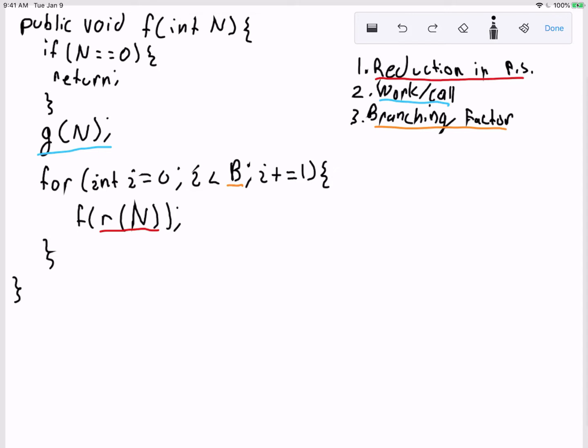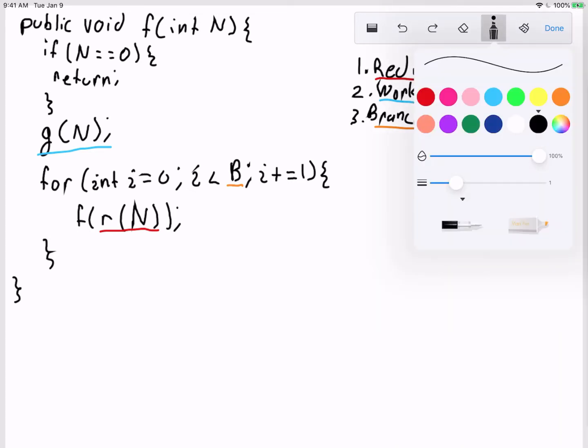Okay, so let's actually write out an example, or actually first let's do the general case of what the tree should look like.